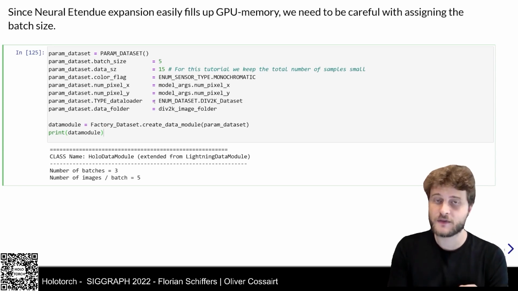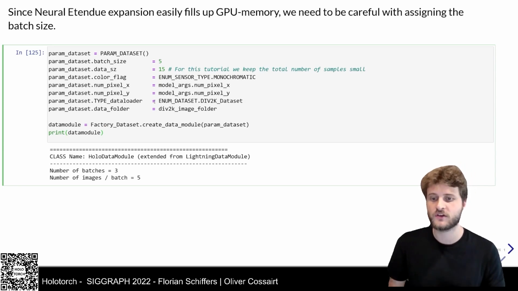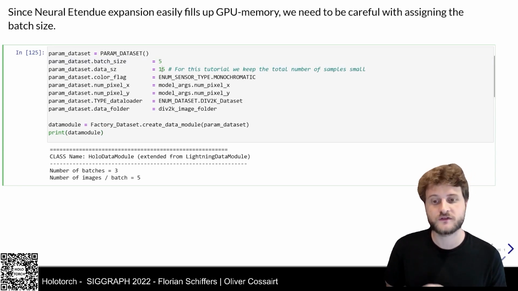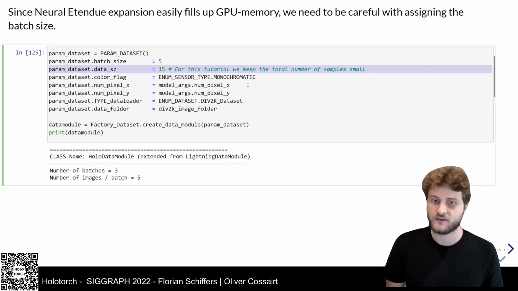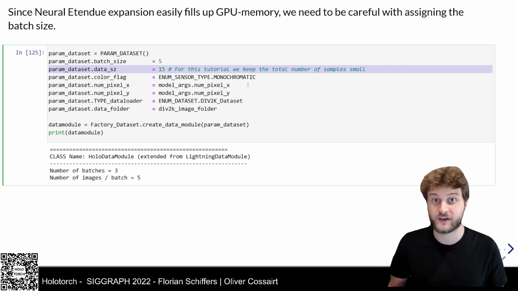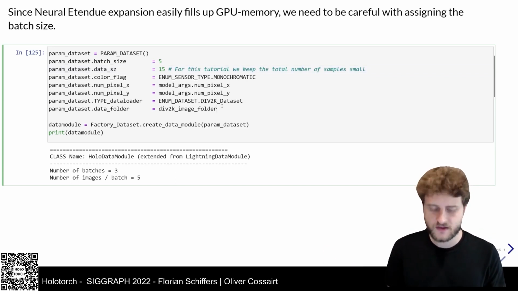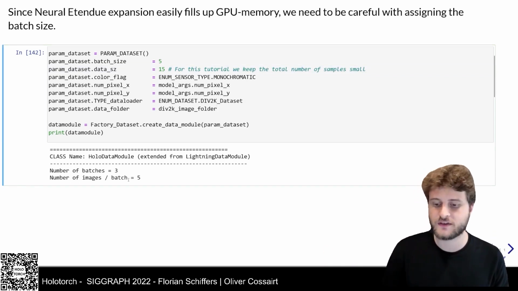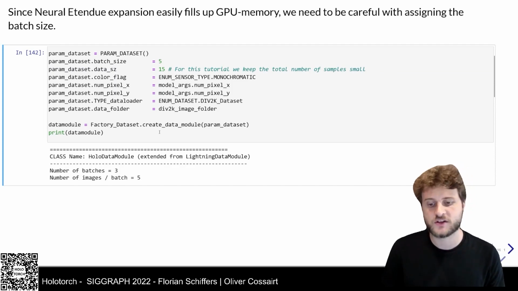Now this is the first time that we're going to have more than one image. We're going to use a batch size of 5. We're going to use 15 images in total. We're going to use it because we're going to have a faster optimization, but we can principally go to like 1,000 or 2,000 images. Now when we generate this data model, we can see we have 3 batches with 5 images per batch each.